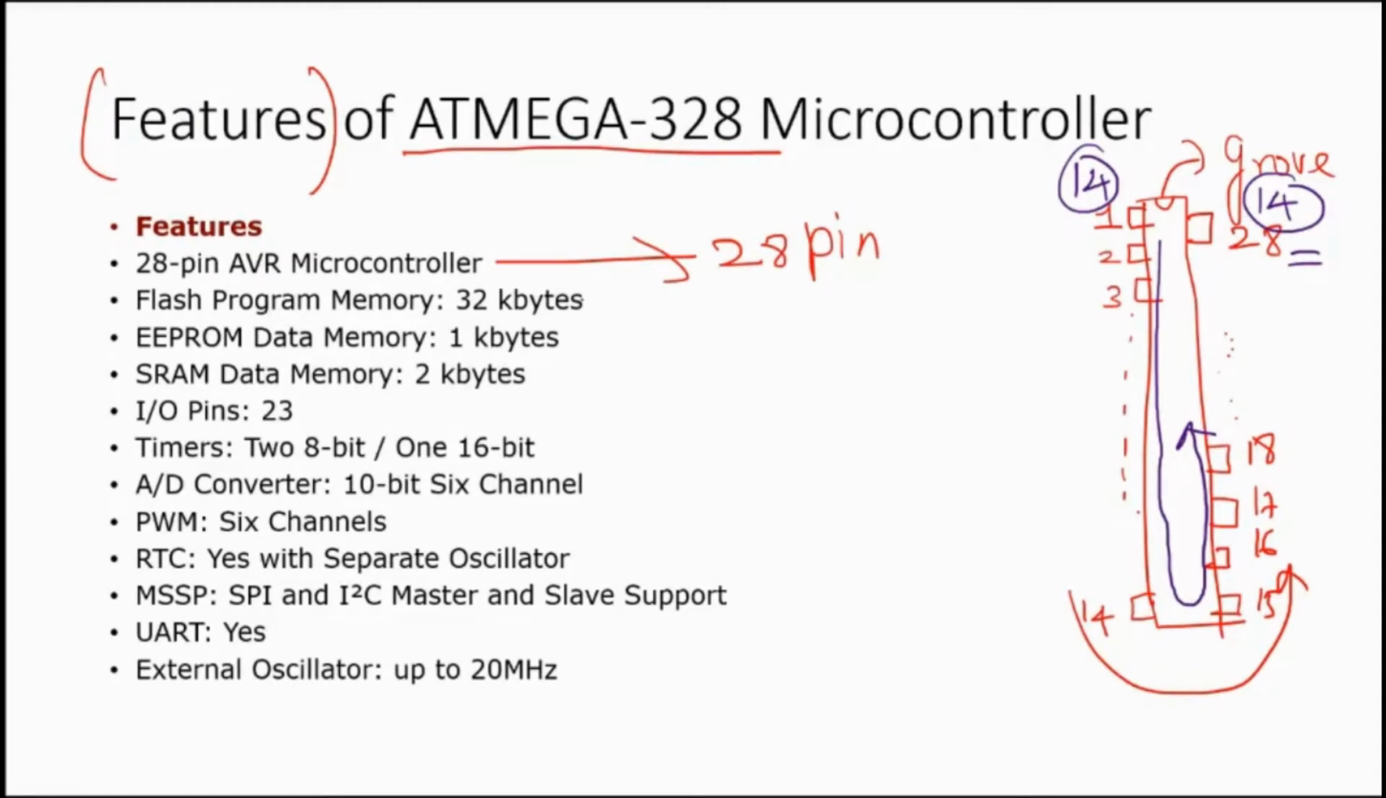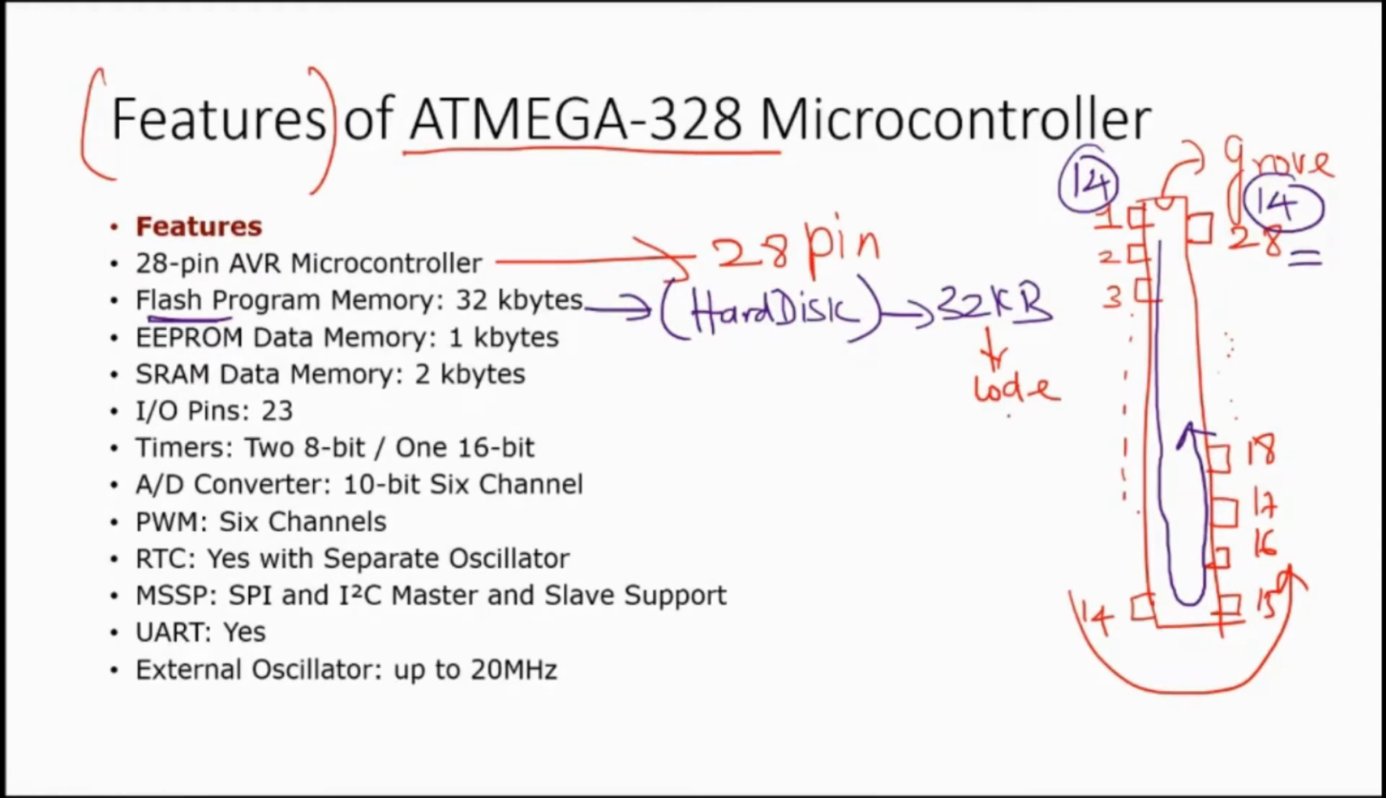Second specification, it is having a flash memory of 32 KB. As I told you in the previous class, this is equivalent to your hard disk. So this is nothing less than a microcomputer. What is the hard disk size of your microcomputer? 32 KB. What is the job of this particular thing? This is where we put our source code.